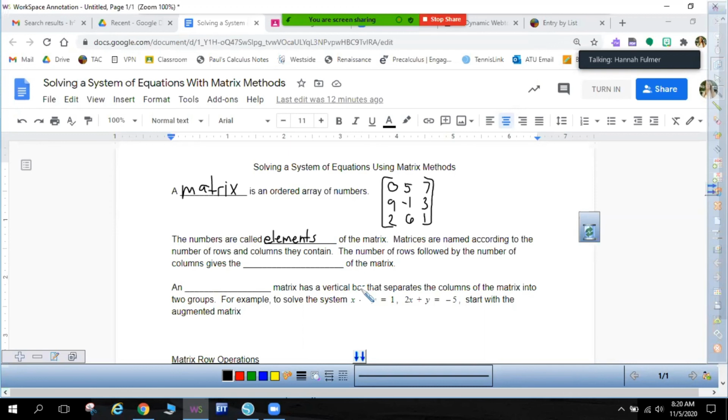So the numbers are called elements of the matrix, and matrices are named according to the number of rows and columns they contain. So the number of rows followed by the number of columns gives the dimensions of the matrix. I'm going to give you guys some time to write that.